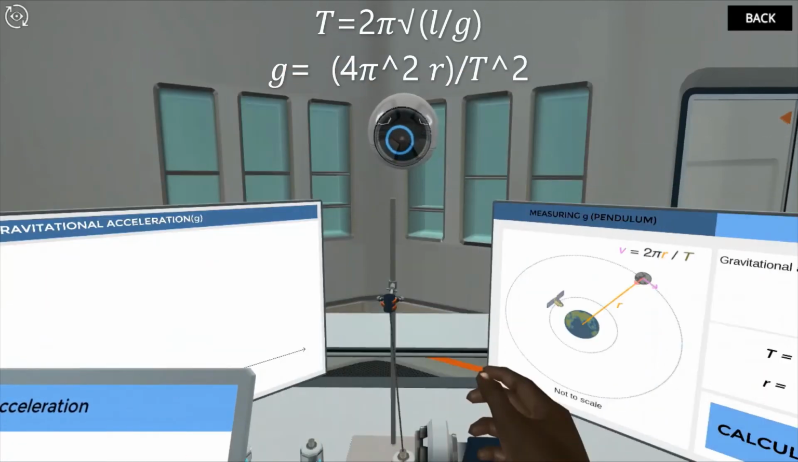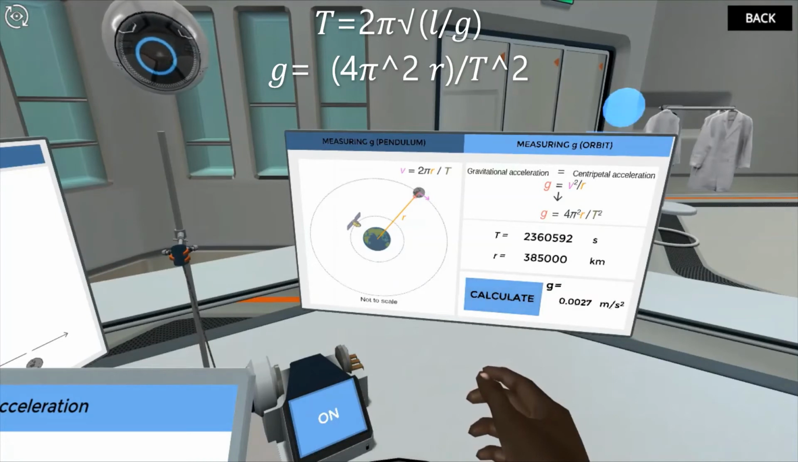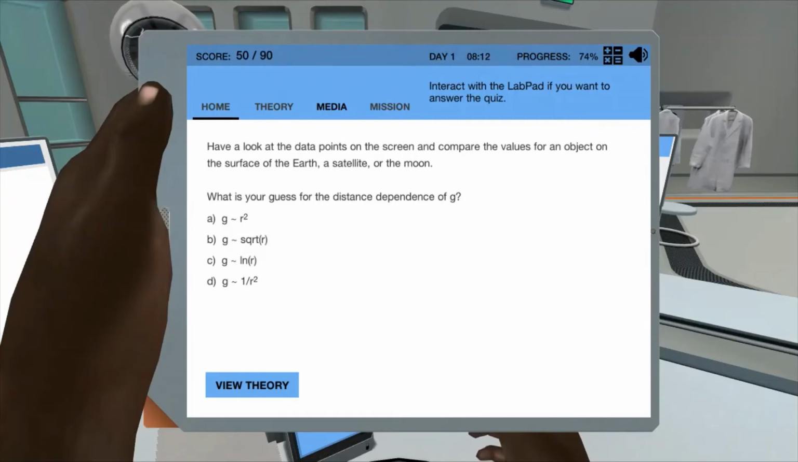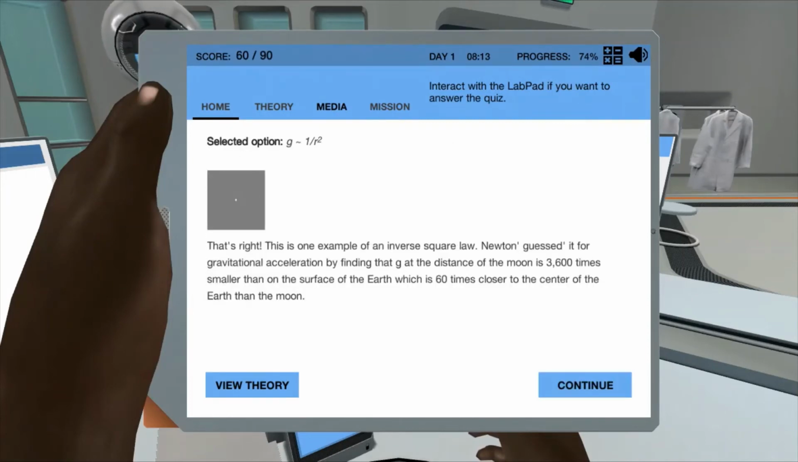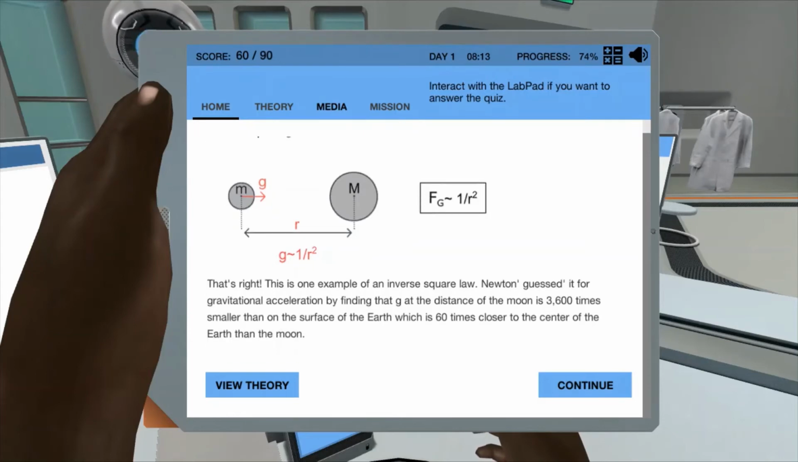The period of the pendulum is equal to 2 pi times the square root of the length divided by g. We can rearrange this formula so that the gravitational acceleration is equal to 4 pi squared times the distance divided by the period squared. What is your guess for the distance dependence of g? g depends on the reciprocal of the squared distance. This is an example of the inverse square law.